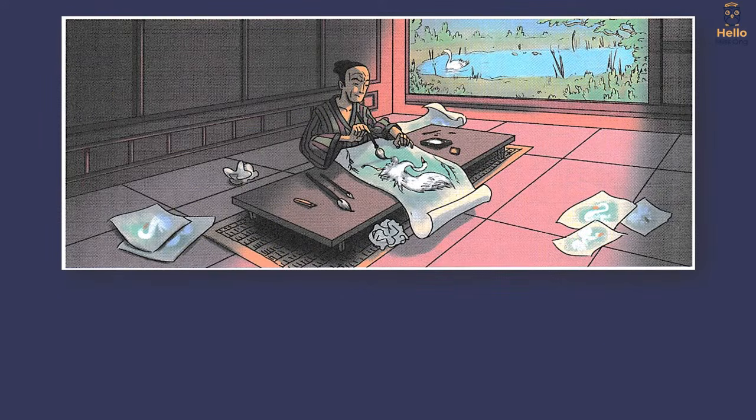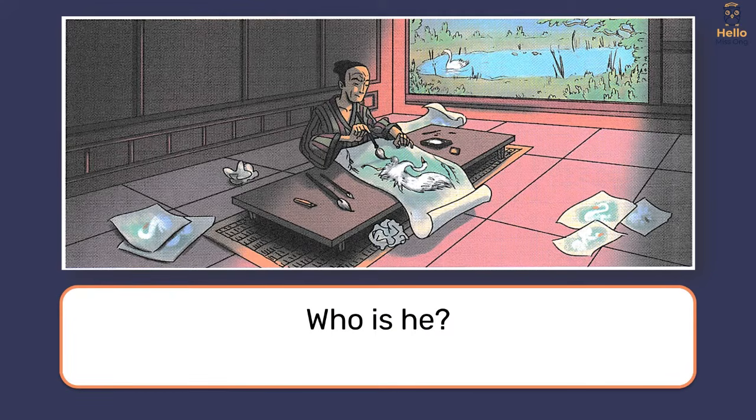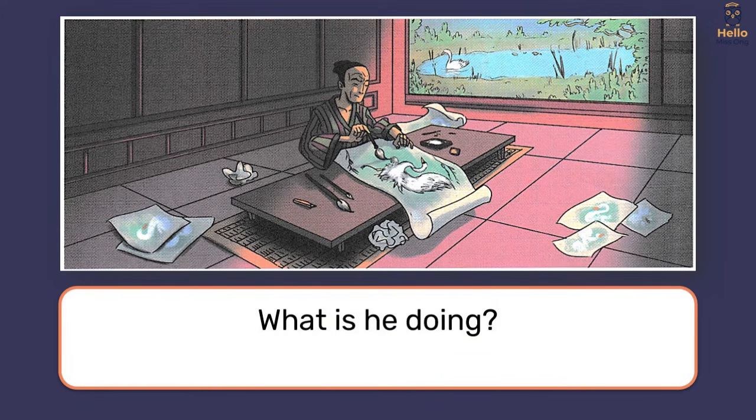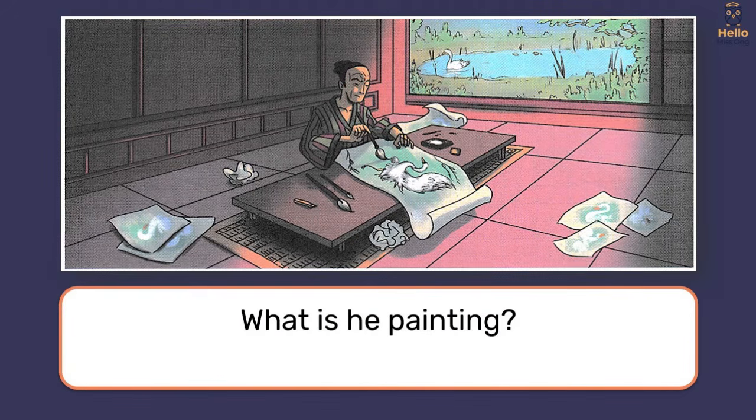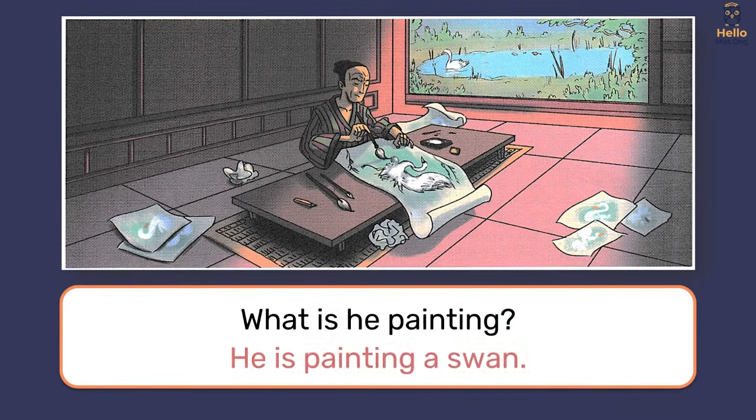Look at the picture. Who is he? He is Cheng Li. What is he doing? He is painting. What is he painting? He is painting a swan.